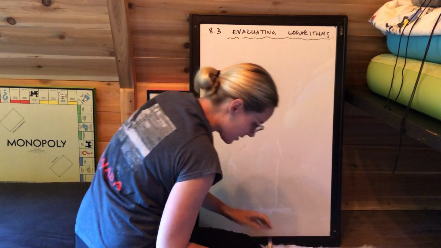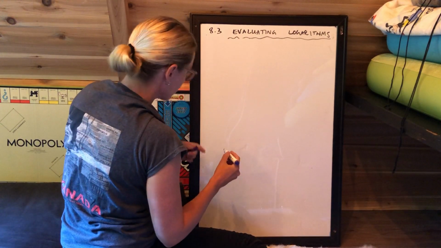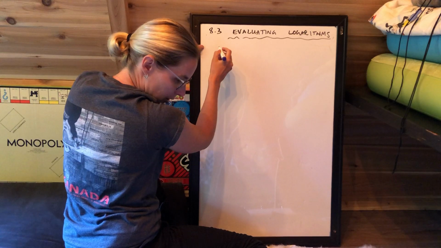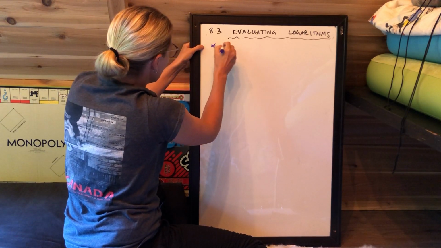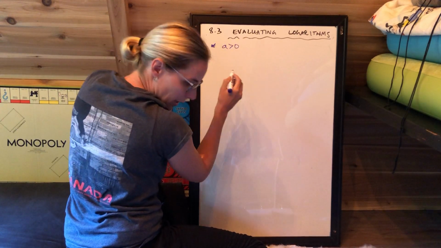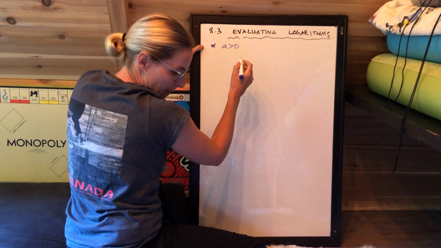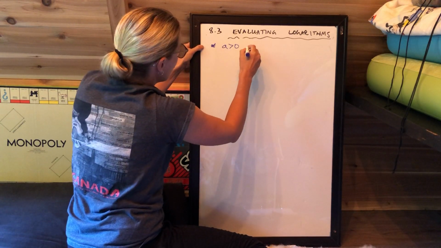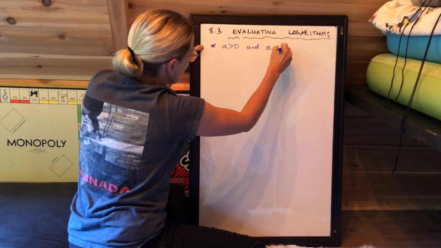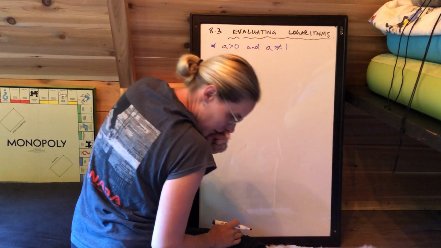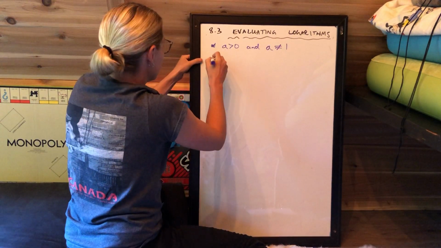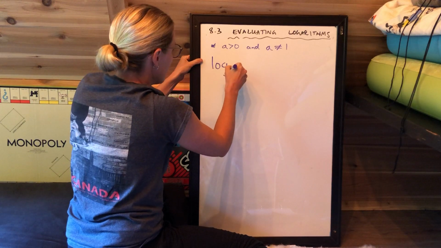Okay, so a couple things they note. This is only good if a is greater than 0. We're not going to have negative bases. And we want to make sure it's also not base 1. Okay, so those are the restrictions. So the first law goes like this.